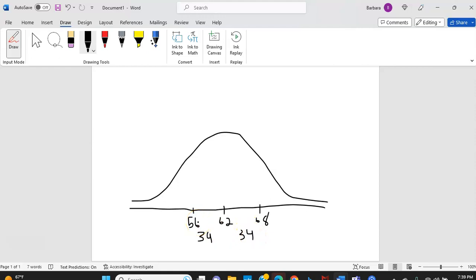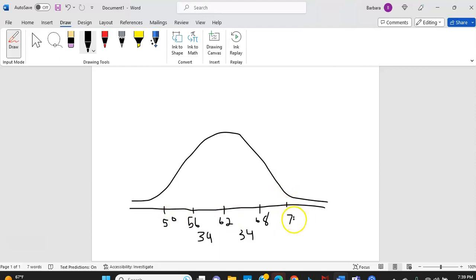Okay, now let's keep going. Let's subtract 6 again and get two standard deviations away. So if I subtract 6, I will get a 50. And if I add 6, I will get 74.